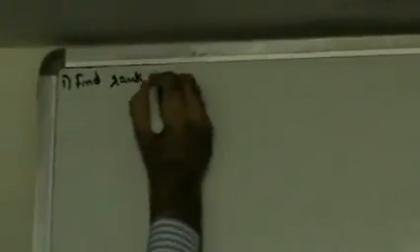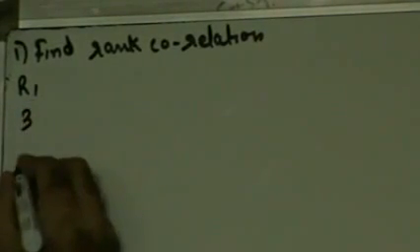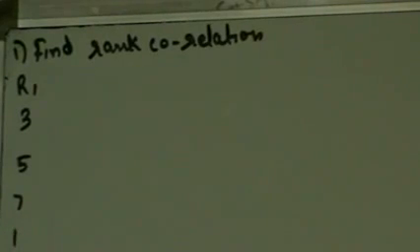Find rank correlation. The data given to you: R1 is given as 3, 5, 7, 1, 2, 8, 6, 4 and rank 2 is given as 2, 1, 4, 5, 7, 6, 3, 8. The first thing that you do is you find out difference.